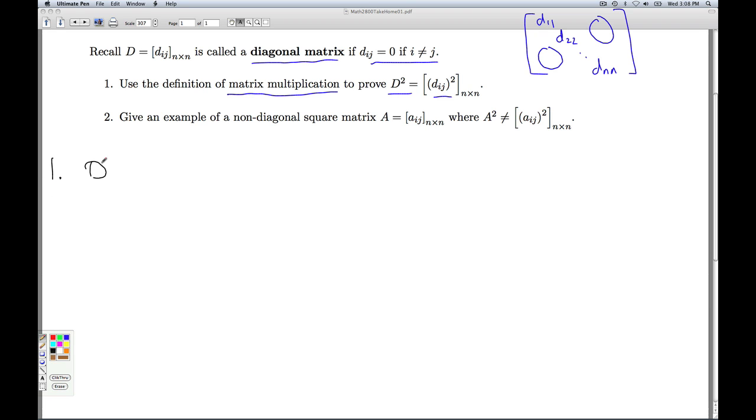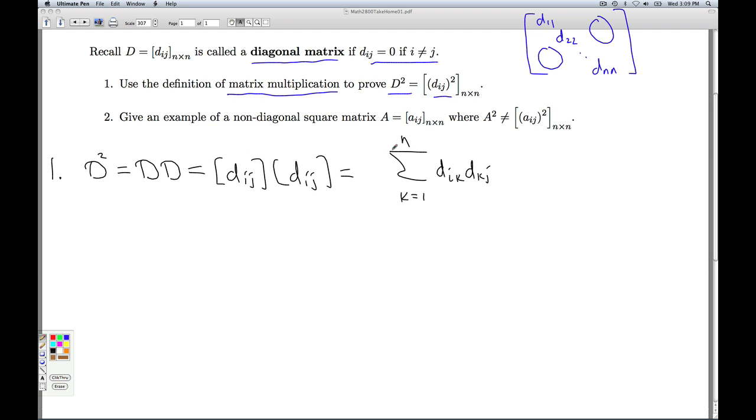We start off with D squared, and by definition that means I'm taking D times itself. I'm going to write this entry-wise, D_ij times D_ij, and now I'm going to apply the definition of matrix multiplication. So to get the ij entry of the product, you take the ith row of the first factor times the jth column of the second. So this is going to be the sum of d_ik d_kj. So that's what's going to be in the ij entry.